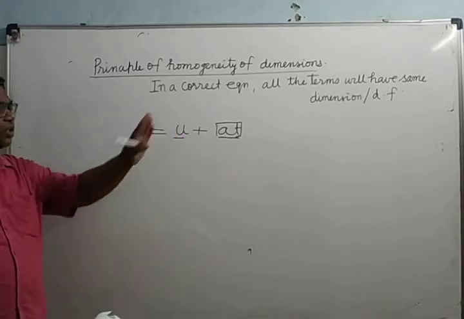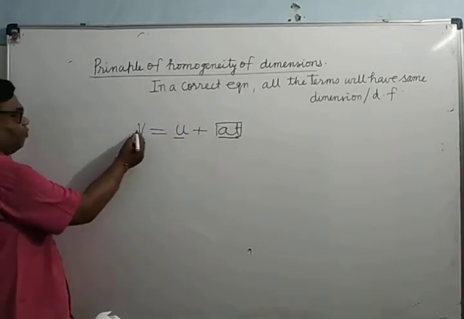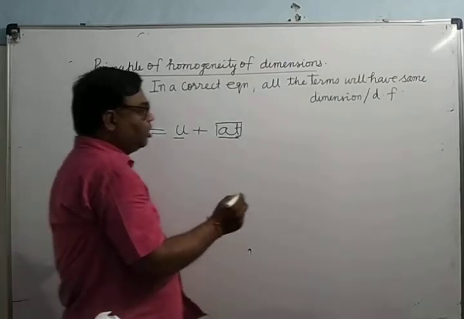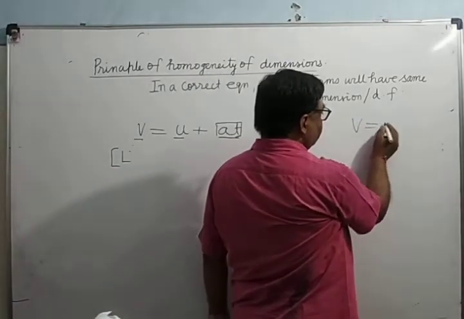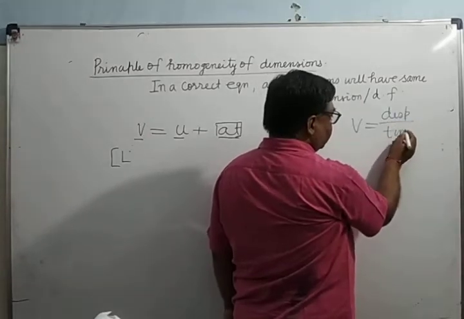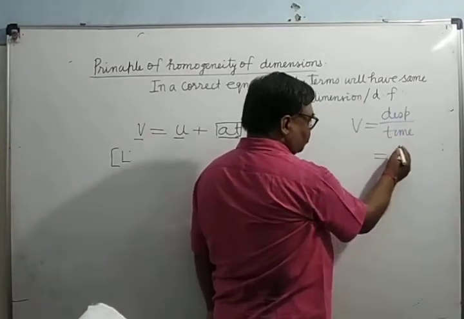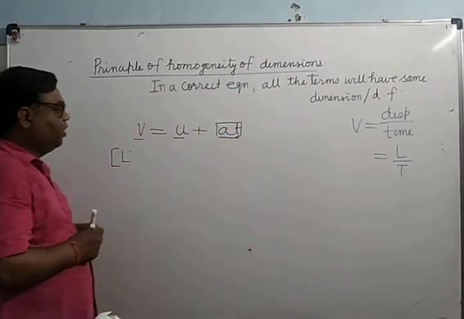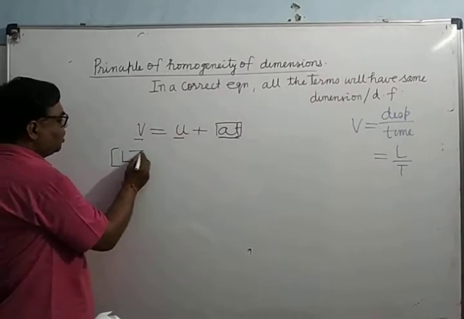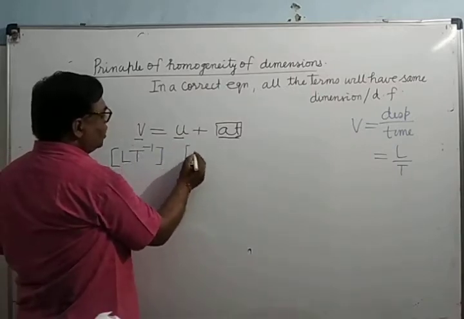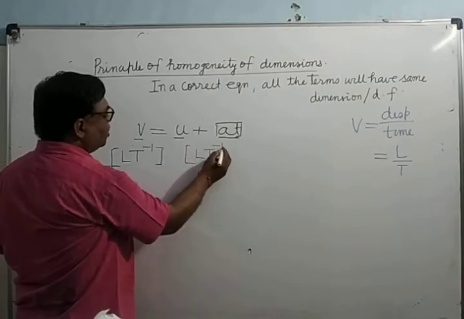Whether all the terms have the same dimension or not. Final velocity, what is the dimensional formula of velocity? Velocity equals displacement upon time. Displacement is length, L, over time T, so it will be LT minus 1. Then u is LT minus 1.